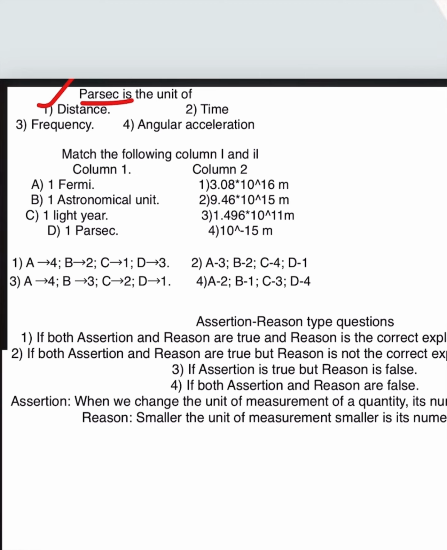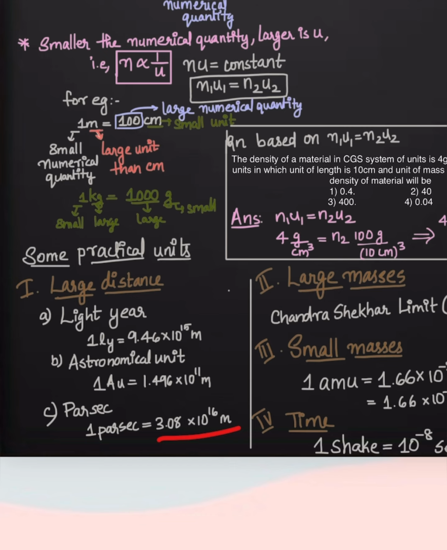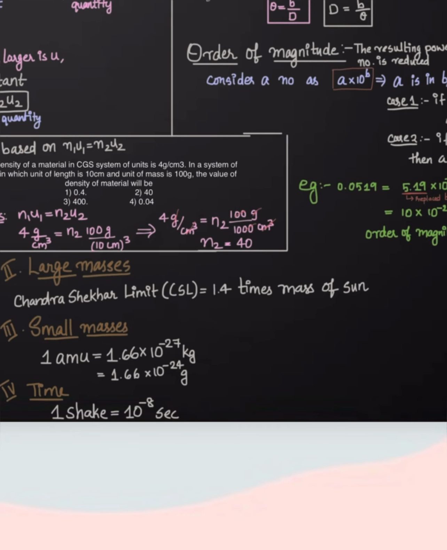Parsec is used to measure large distances. 1 parsec is equal to 3.08 into 10 raised to 16 meter. To measure large masses, the Chandrasekhar limit is the largest unit to measure mass. You have to importantly note that the CSL, that is the Chandrasekhar limit, is the largest unit of mass.